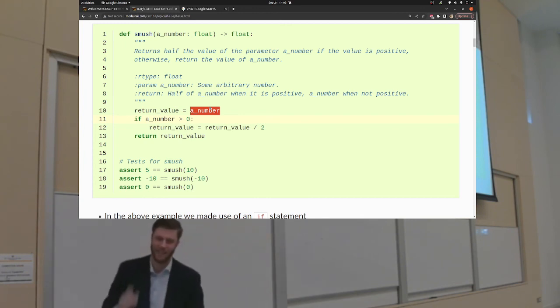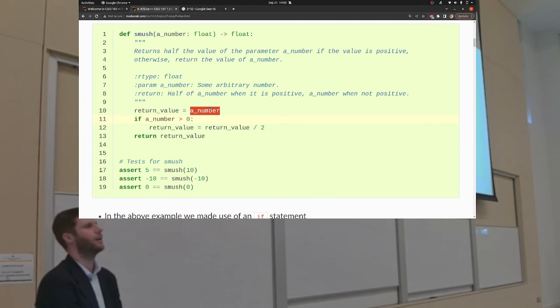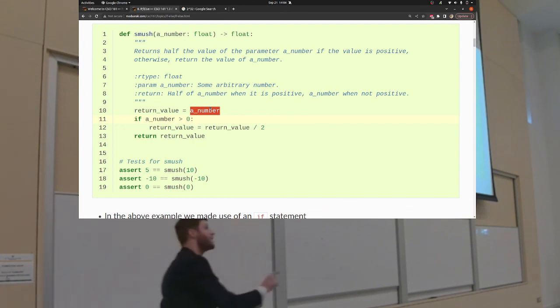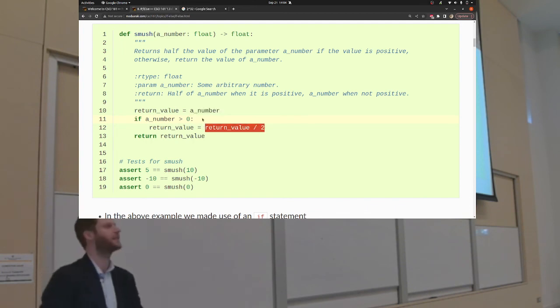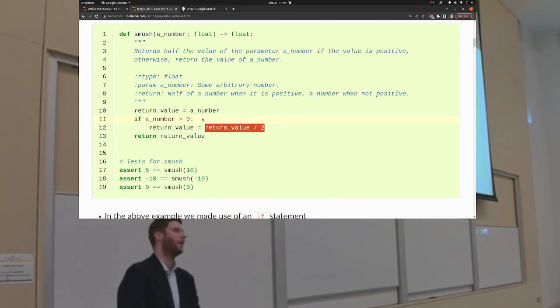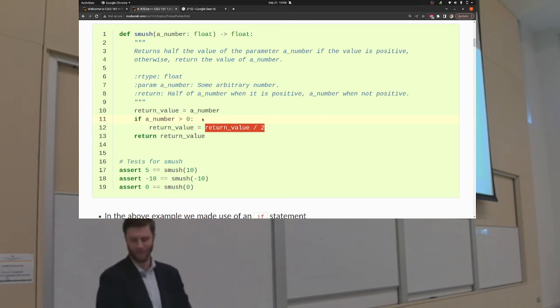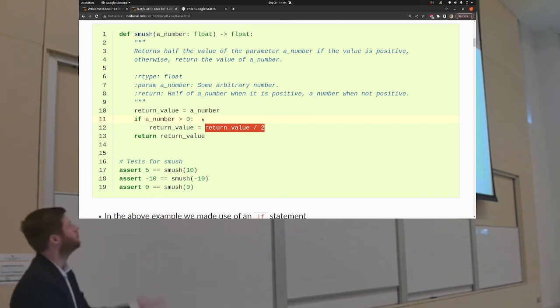Then I ask, is a number greater than 0? Is 10 greater than 0? True. So if the condition is true, we go in. Because 10 is greater than 0, I say, okay, return value divided by 2. What's 10 divided by 2? Where do I put it? Back in the variable return value. Then what do we do? Return the return value. I give back the 5.